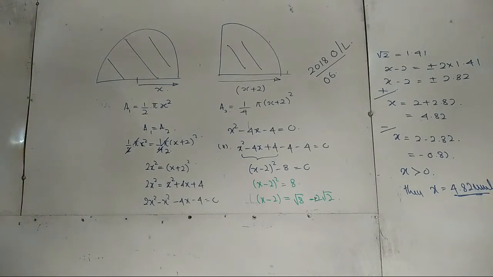Mid-value is the upper class. Don't talk, people at the back. Upper class interval plus lower class interval divided by 2. 20 plus 30 divided by 2. How much? 25.